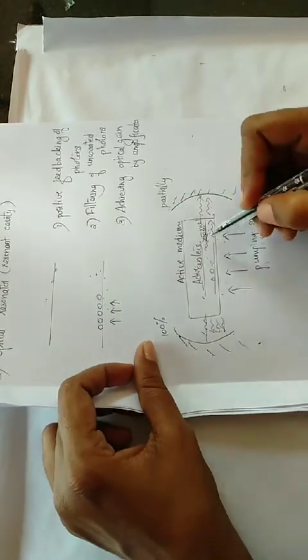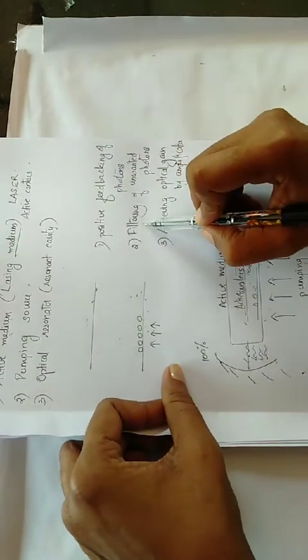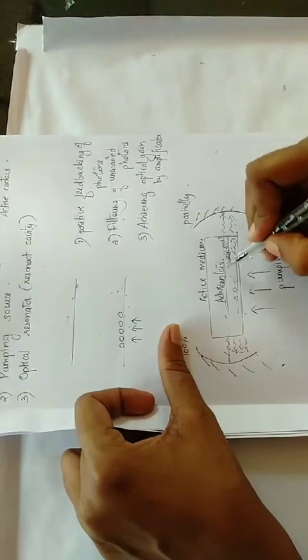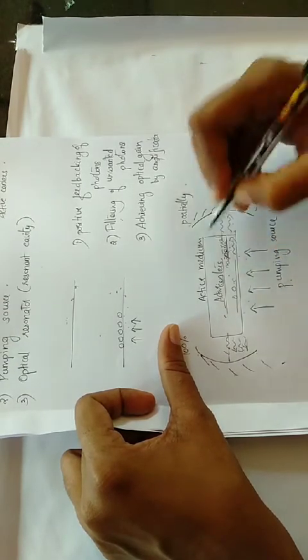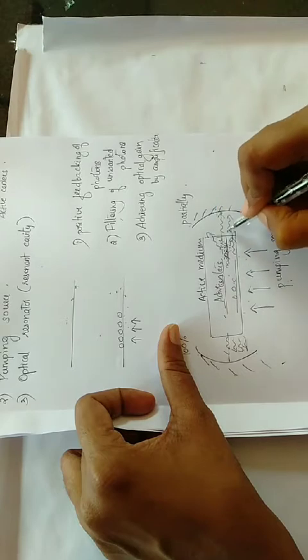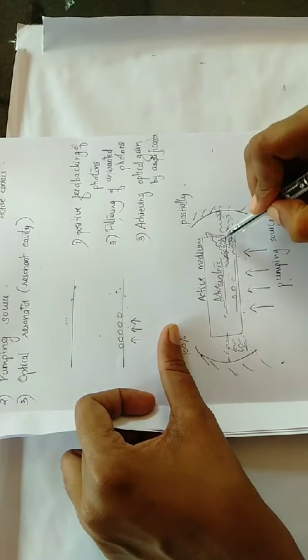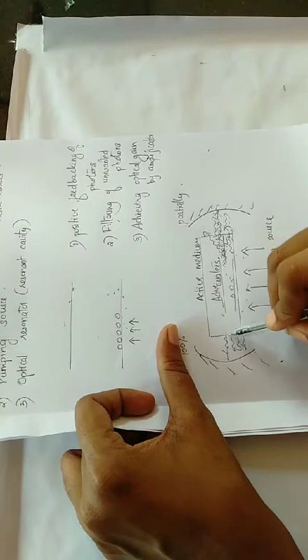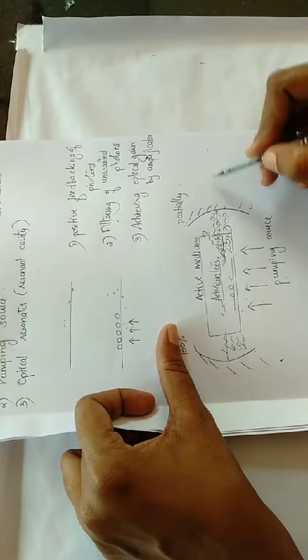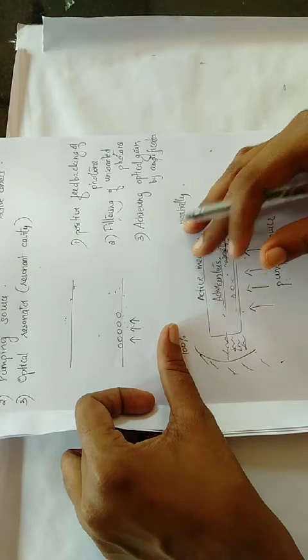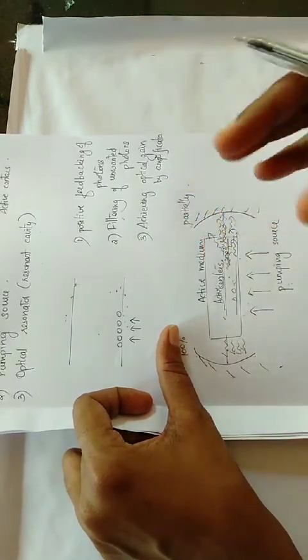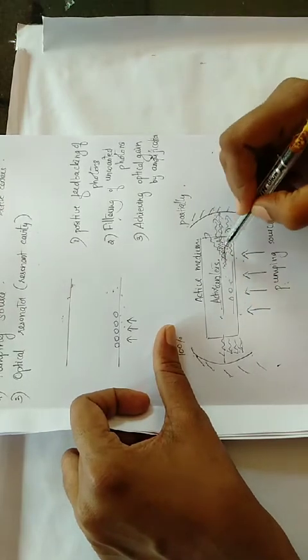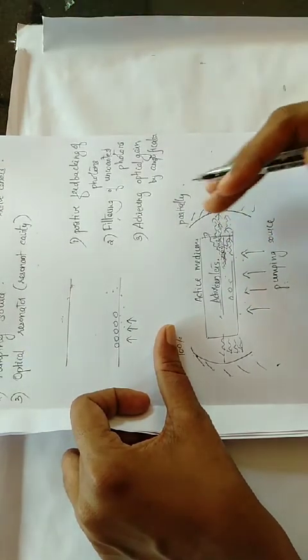Then filtering of unwanted photon is the second function or second duty of an optical resonator. Filtering means, as these atoms are having different energies, there is chance for the atoms to emit photons in different directions, but we require only photons which are traveling parallel to the axis of the mirrors. Only those photons will give you laser, because it will be collimated, it will be focused, and they will be traveling in the same direction. So unwanted photons should be eliminated.